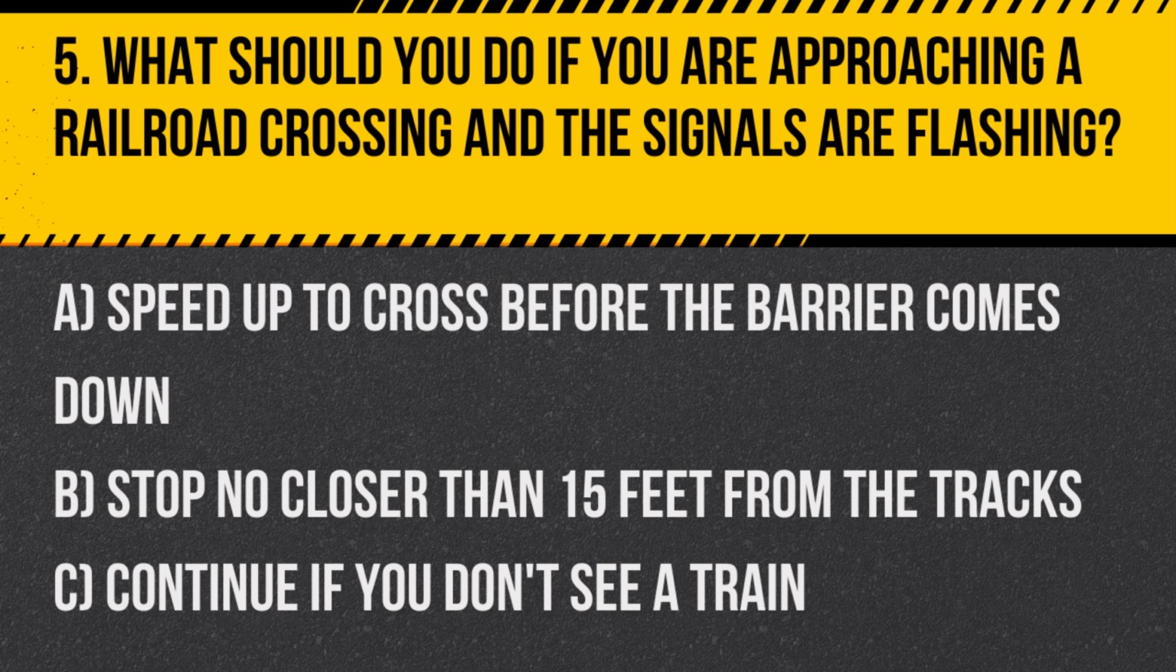Question 5. What should you do if you are approaching a railroad crossing and the signals are flashing? A. Speed up to cross before the barrier comes down. B. Stop no closer than 15 feet from the tracks. C. Continue if you don't see a train. Answer. B. Stop no closer than 15 feet from the tracks. This ensures your safety and compliance with traffic laws around railroad crossings.